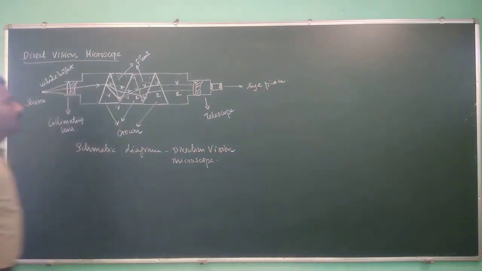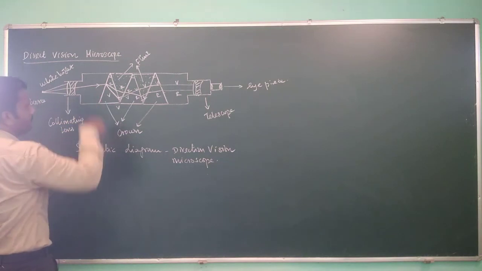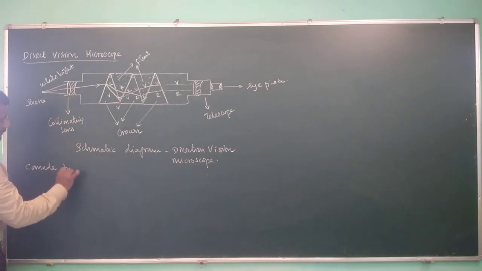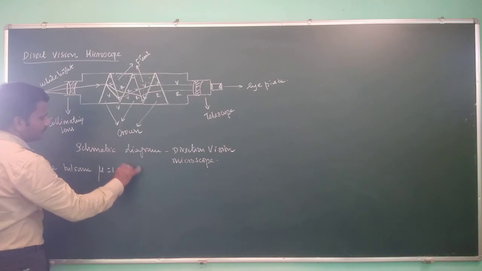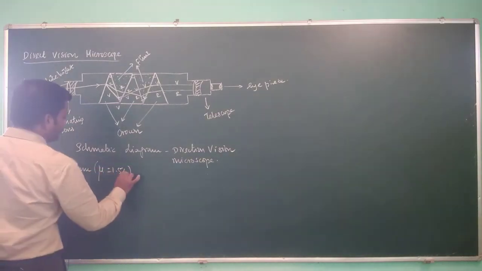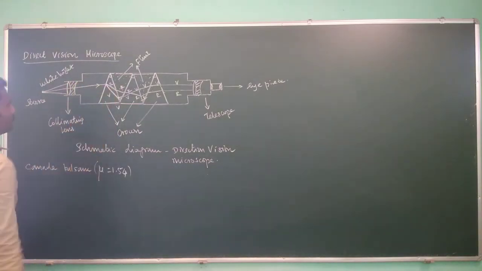Okay, now how it works. These prisms are pasted or cemented using Canada balsam. Canada balsam is a pasting material whose refractive index is 1.54, and it avoids reflection of light at the borders of the crown and flint prisms. Fine, this is the instrumental setup.